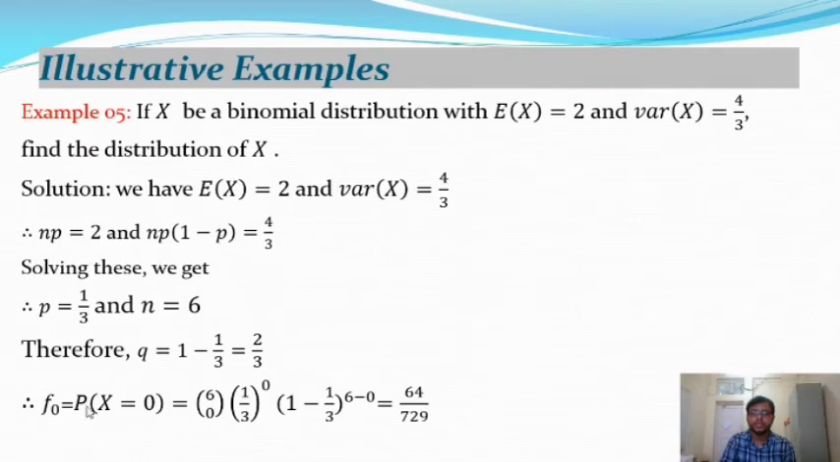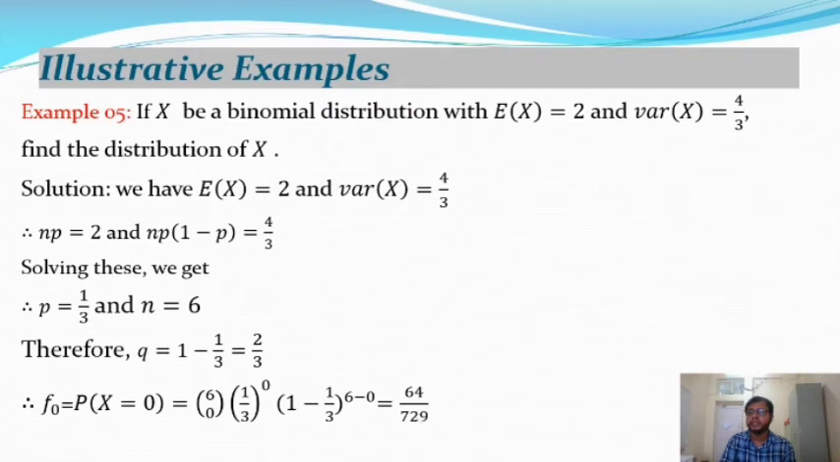So here f0 is equal to probability of x is equal to 0. That means in a binomial distribution 6C0 (1/3) to the power 0 into (1 minus 1 by 3) whole to the power 6 minus 0. And from this we'll get the value of the probability x is equal to 0. That means 64 by 729.